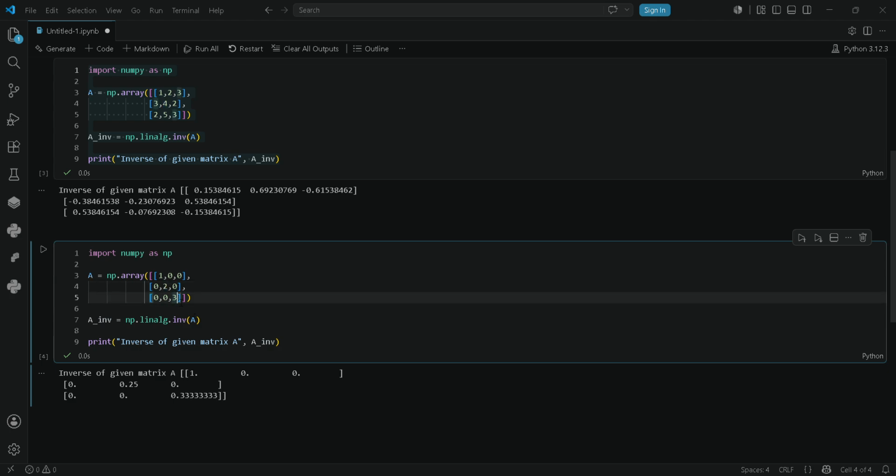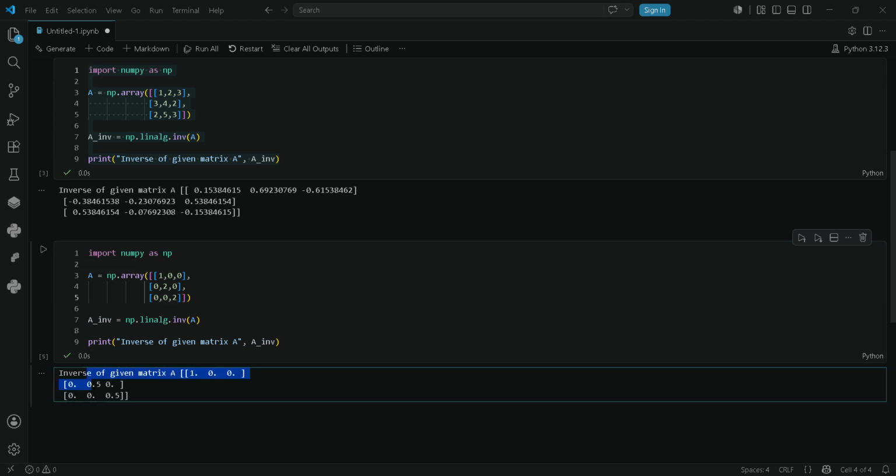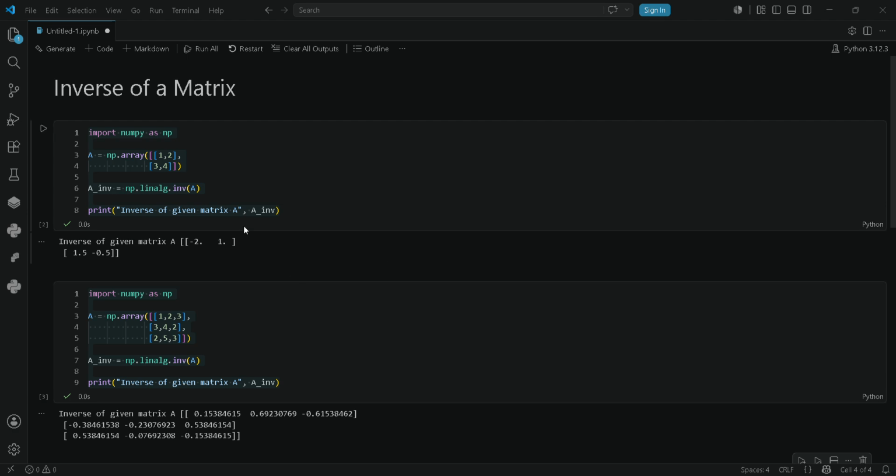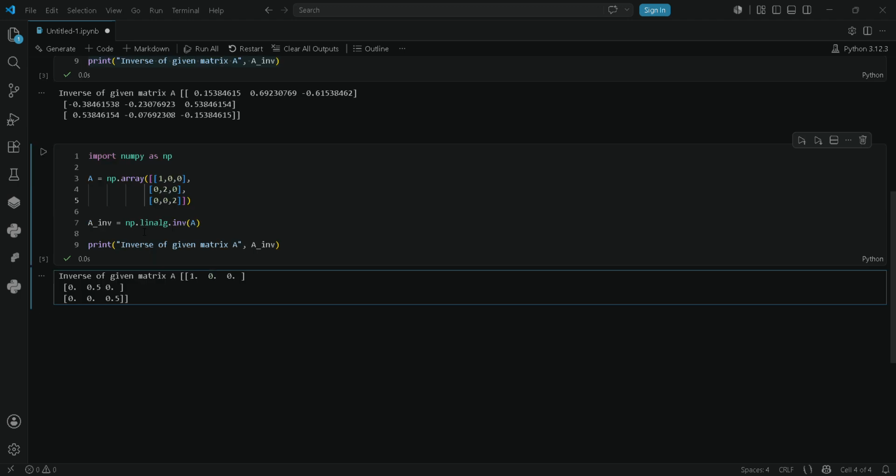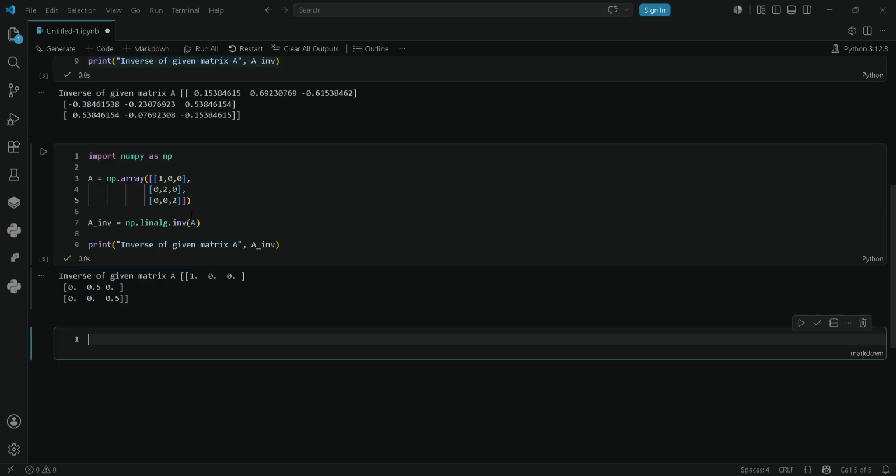Let's take it as 2 and 2. 1 by 2 is equal to 0.5. So thus our diagonal matrix is 1.25, .5, and thus this command np.linalg.inv of the given matrix is used to calculate the inverse of the given matrix.